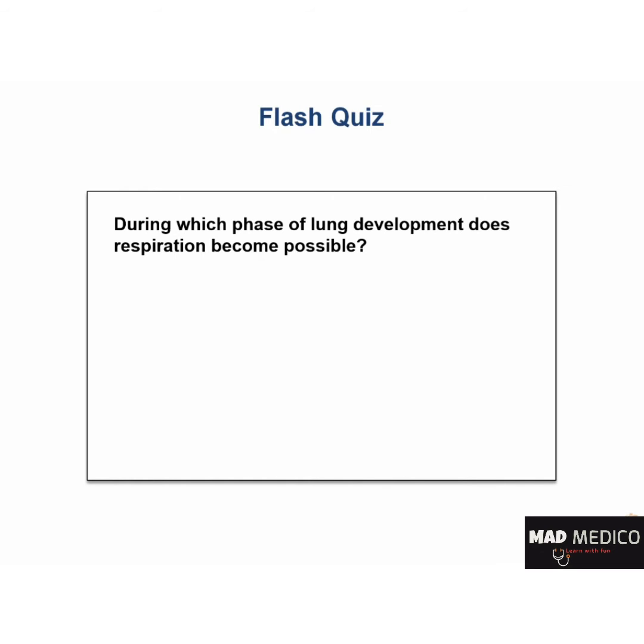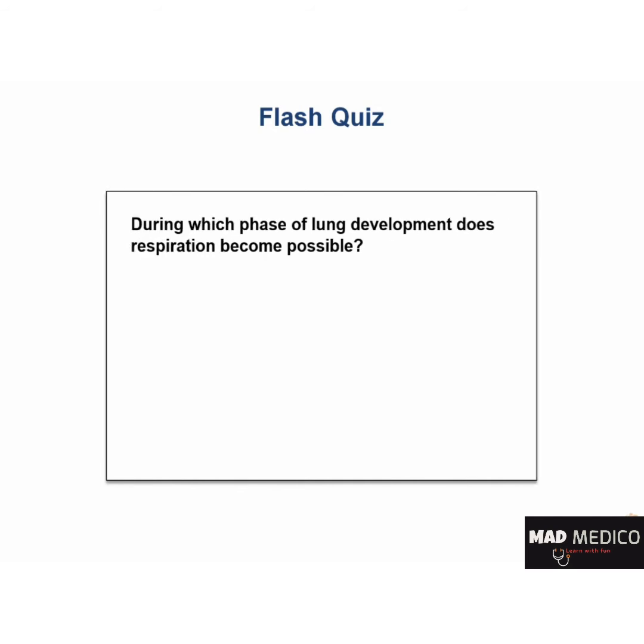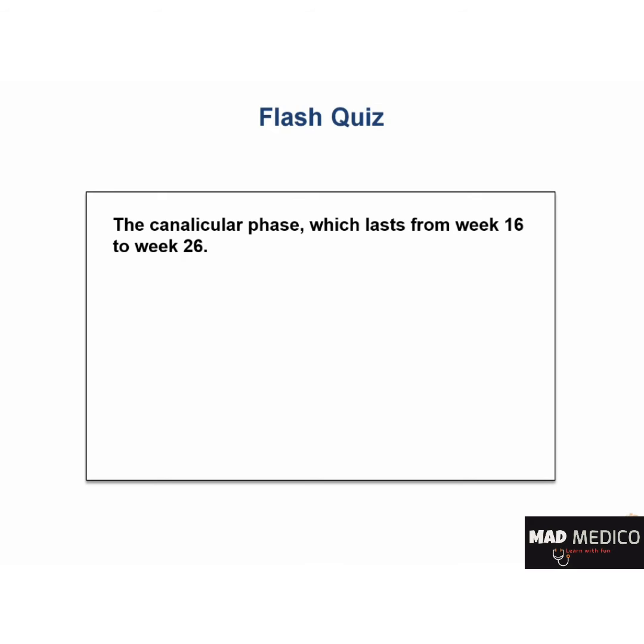Flash quiz. During which phase of lung development does respiration become possible? The canalicular phase, which lasts from week 16 to week 26.